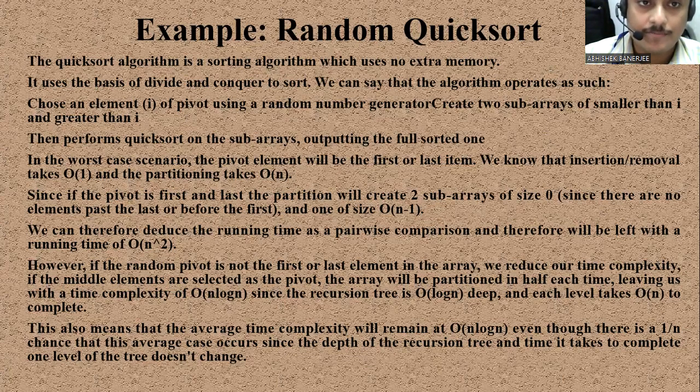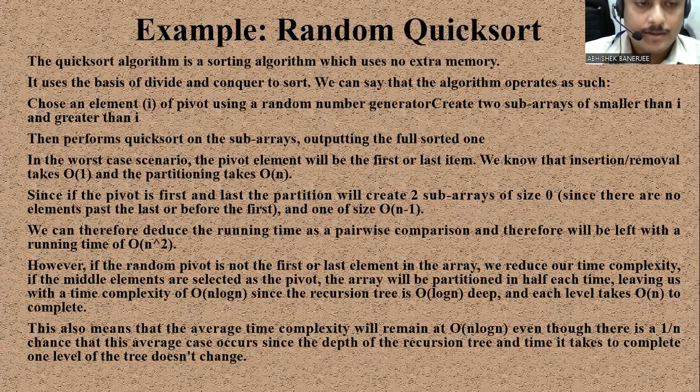Choose an element as pivot using a random number generator. Create two subarrays: smaller than the pivot and greater than the pivot. Then perform quicksort on the subarrays, outputting the fully sorted array. In the worst case scenario, the pivot element will be the first or last item. We know that insertion and removal take order of 1 and partitioning takes order of n.